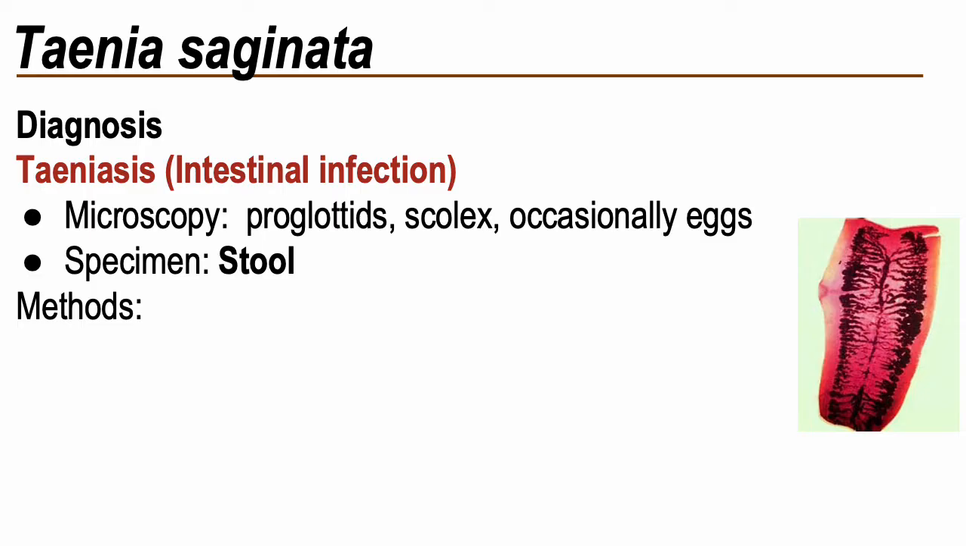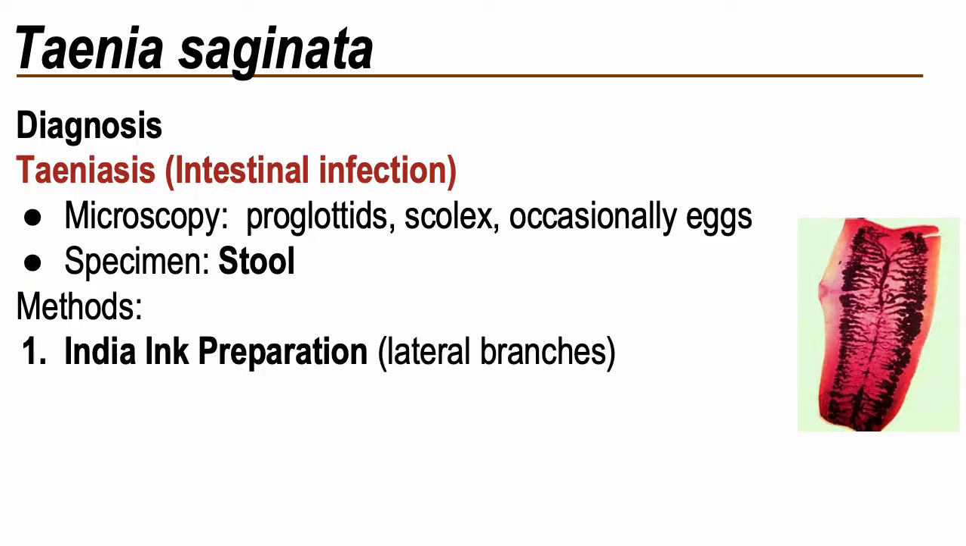So in order for us to differentiate the lateral branches in the gravid proglottids of Taenia saginata and Taenia solium, we can use the India ink preparation. So here, the gravid proglottid is pressed down or flattened in between two glass slides and stained with India ink. So the India ink stains the lateral branches as black, just like here on this picture.